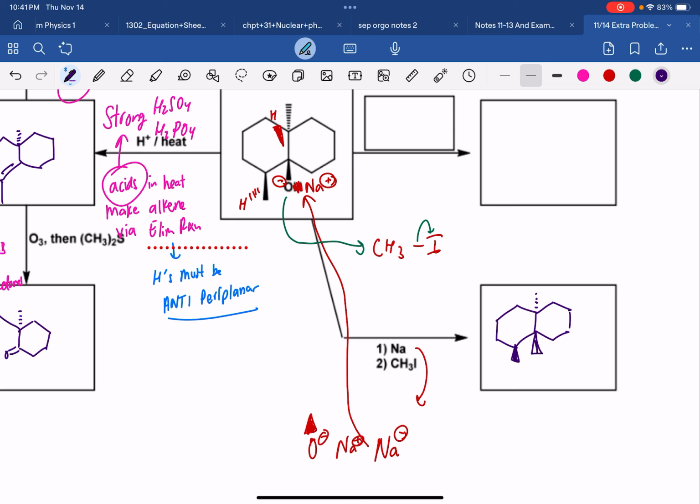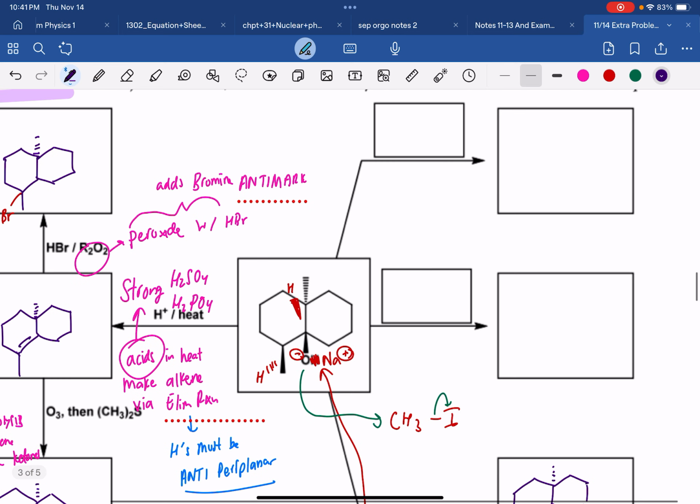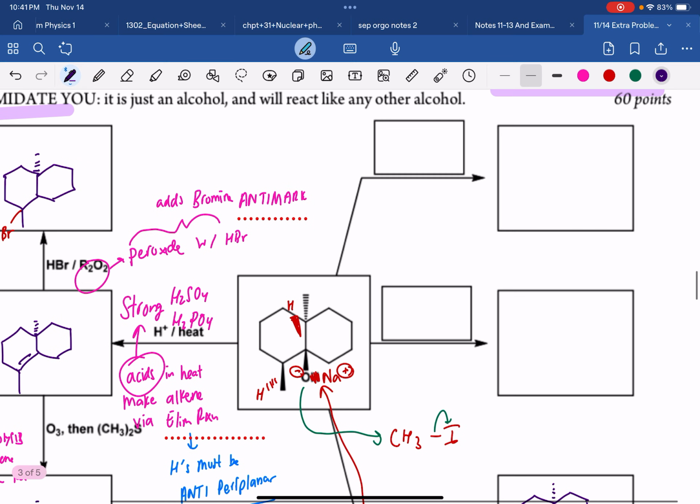And this O stayed here and it now bonded to CH3. And that's it for those, okay? So now we have 2 boxes where we can do whatever we want. And I would say just do anything you remember. Obviously what I'm gonna write down right here is not a definitive answer. There's hundreds of reactions you can do.